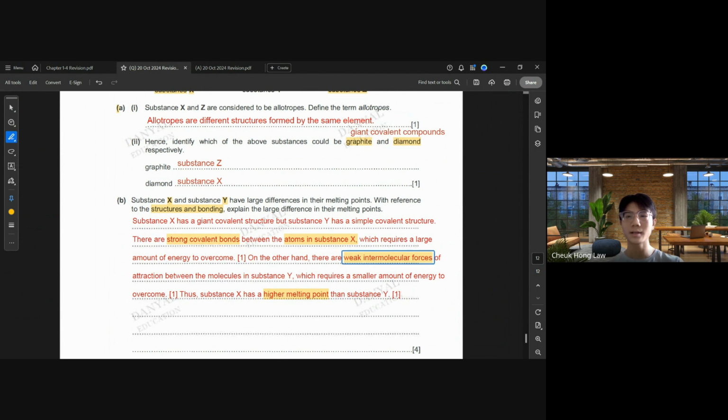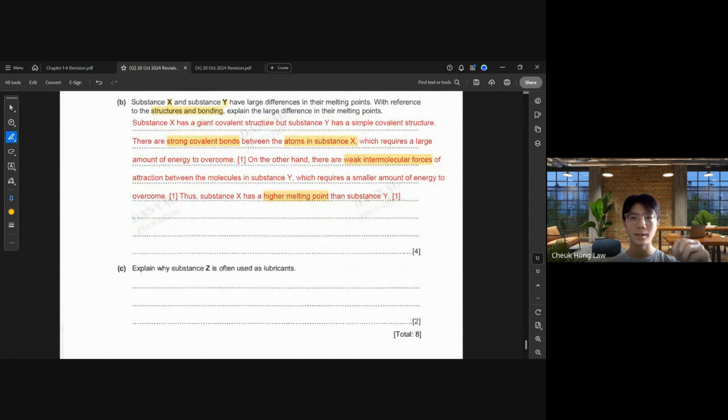Then the other example is the weak intermolecular forces of attraction, between the molecules in substance Y. If you know what the molecule is, for example, carbon dioxide, then you have to say between the carbon dioxide molecules. And after that, you have to talk about how much energy is needed to overcome. So if the bonding is strong, of course, you need a lot of energy to overcome. If the bonding is weak, you need lesser energy to overcome. And the one that requires more energy to overcome will have the higher melting and boiling point. So that is how you answer part B.